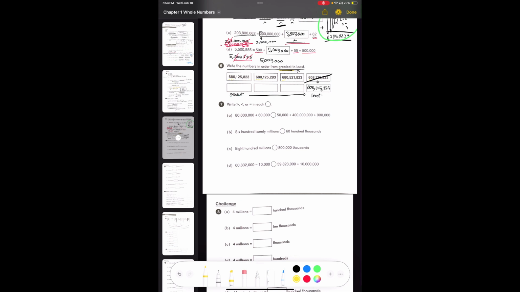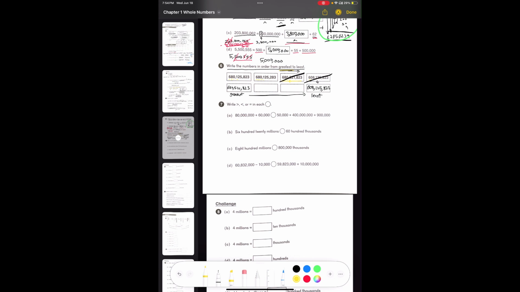So 0, 0, 0 are the same. Move on to the thousands. 1, 1, 5. So this one is larger than the rest. So this one's going to be the greatest. So 680,521,823. So we can cross this one out now.